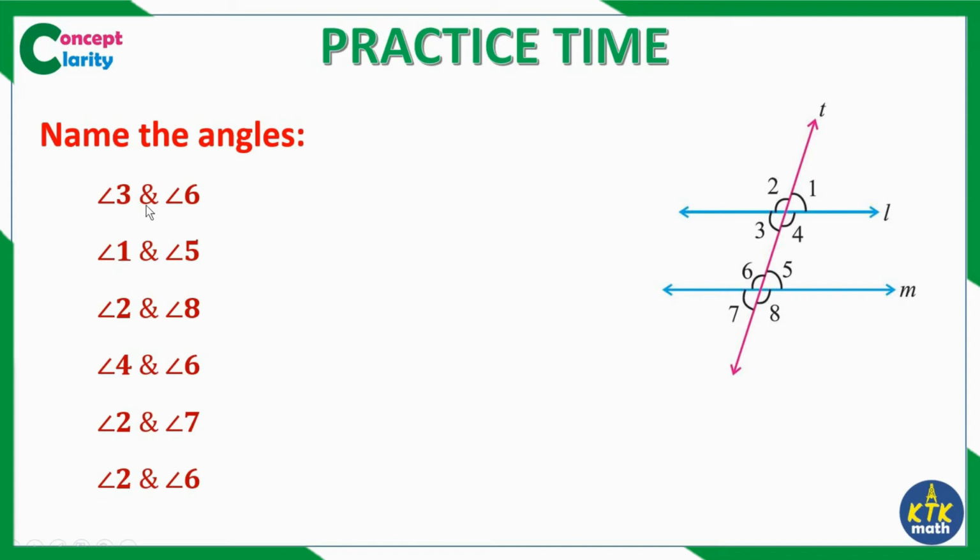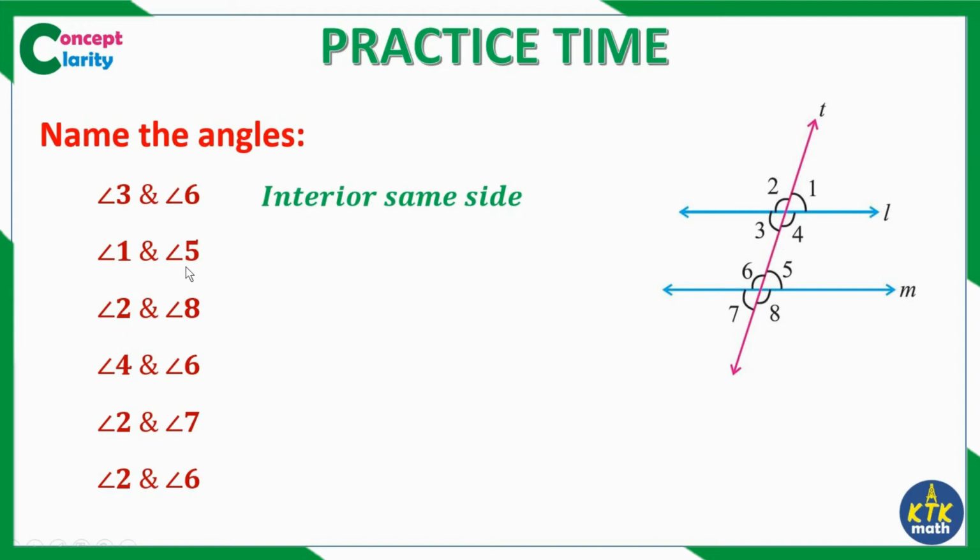Okay, now just try to give the names for 3 and 6. 3 and 6 both are lying inside your parallel lines and they are on the same side of the transversal. So the name for the first one is interior same side. Okay, I hope you understand how I am giving the name. 3 and 6 are interior angles on the same side.